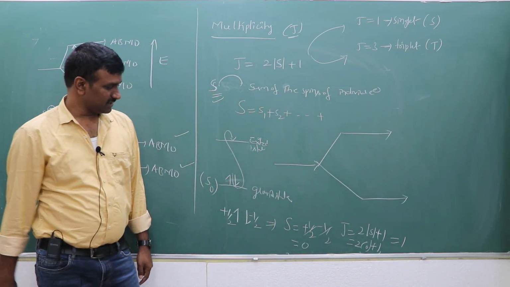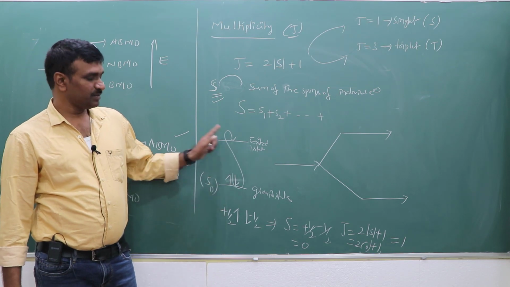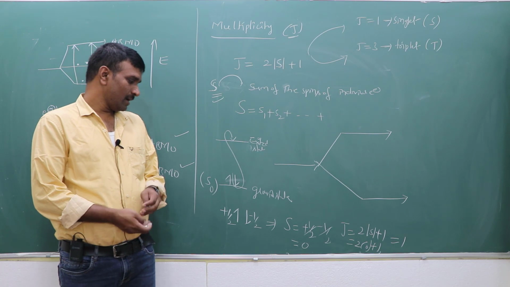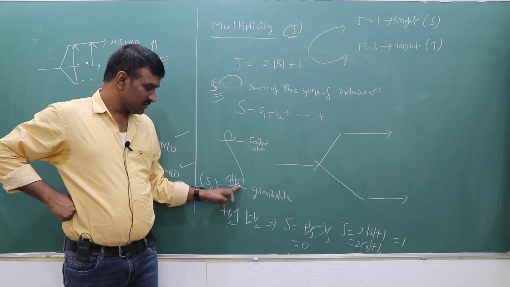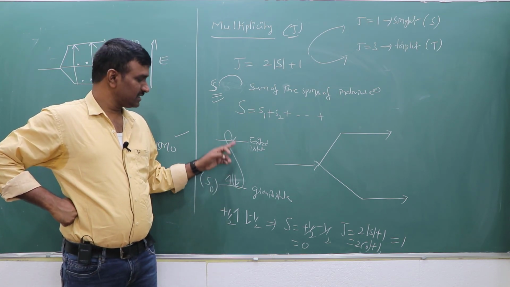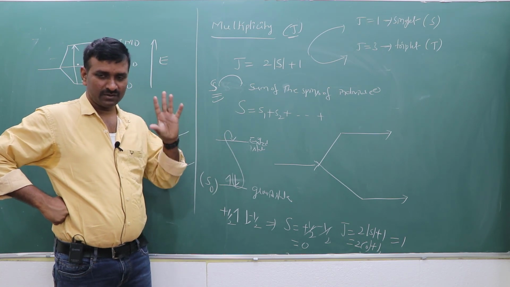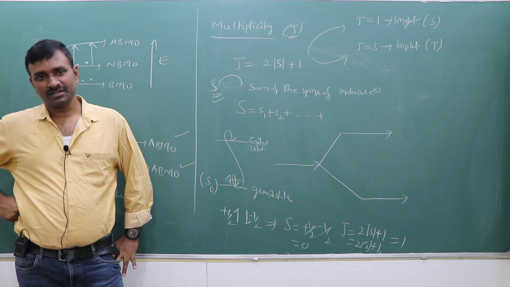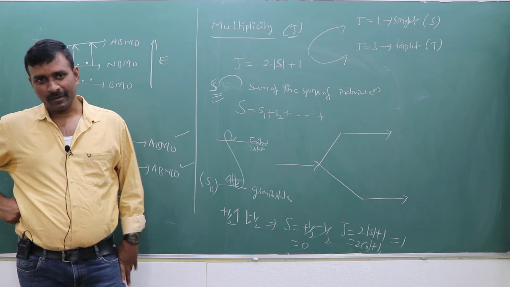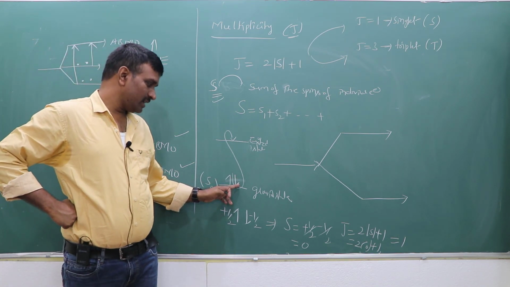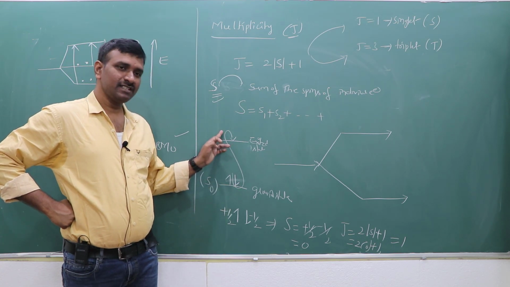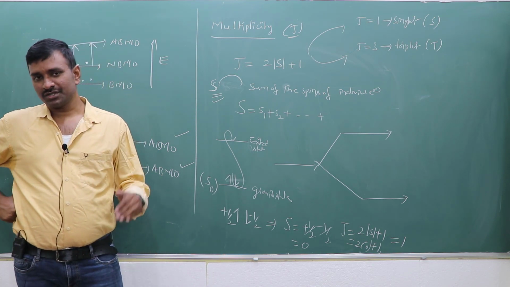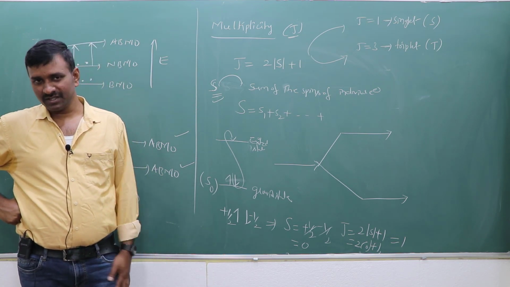What are the two choices? Either retention of spin or inversion of the spin. Retention of the spin means if in the ground state this electron has minus half spin, and in the excited state the minus half spin is also maintained, that is retention of the same spin. If the minus half spin goes in the reverse direction in the excited state, that is considered as opposition or inversion of the spin.